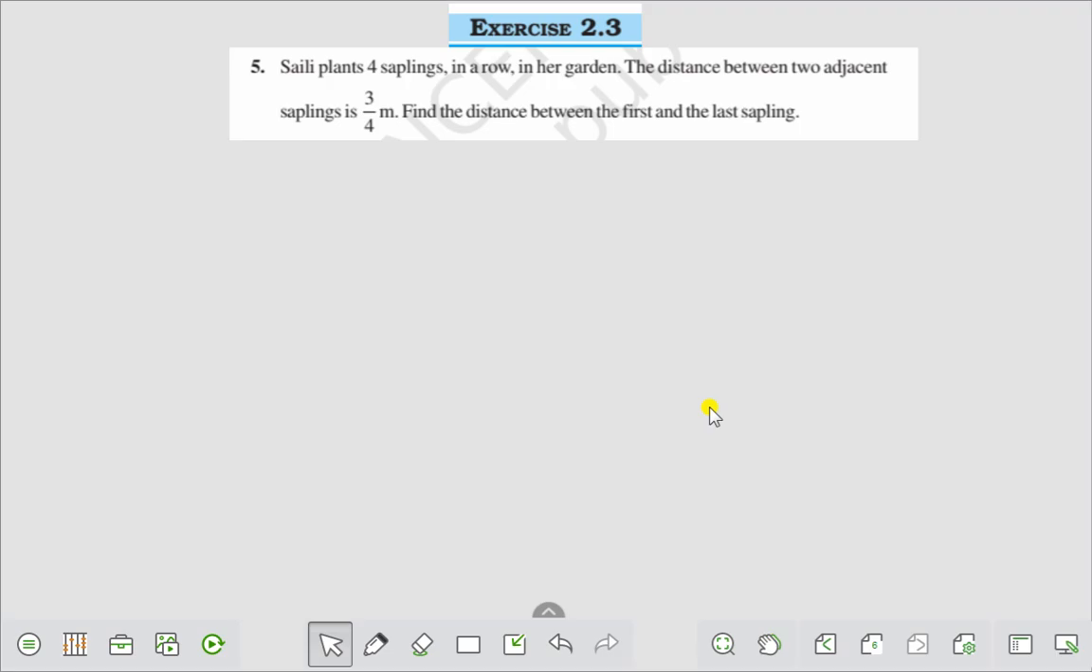Dear friends, today we shall discuss exercise 2.3 question number 5.